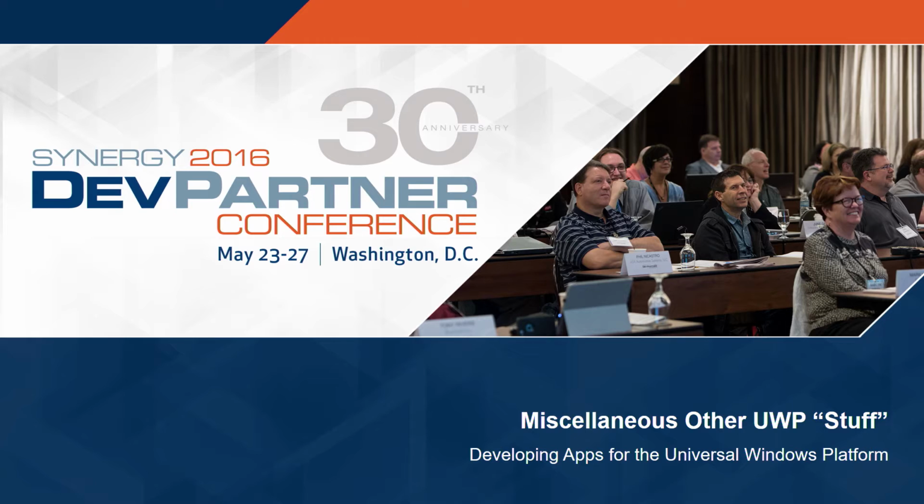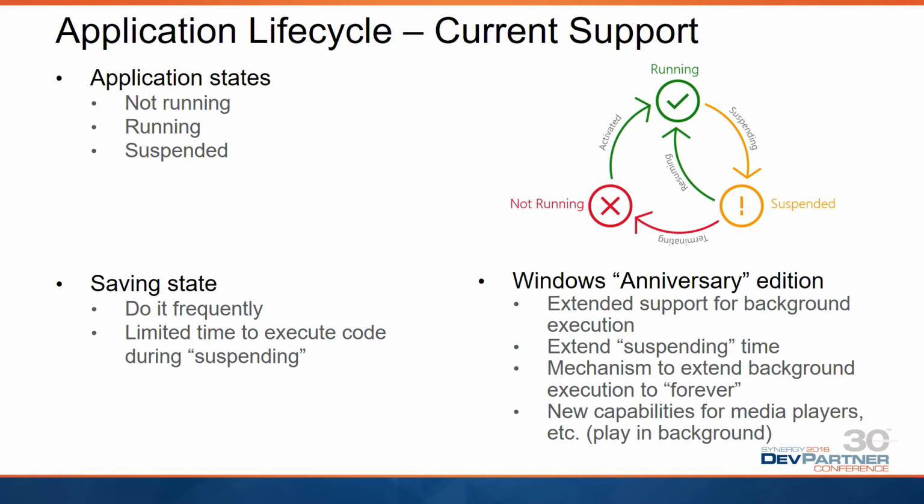A little bit of miscellaneous stuff, I'm almost done now. Just wanted to mention application lifecycle, because there are some differences here between traditional desktop apps and universal applications, in that there is this life cycle where an app can be in basically one of three states. In a not running state, clearly it's not running at all. In a running state, running implying that it's running and it's visual, it's on the desktop and the user is using it right now. And then there is this suspended state.